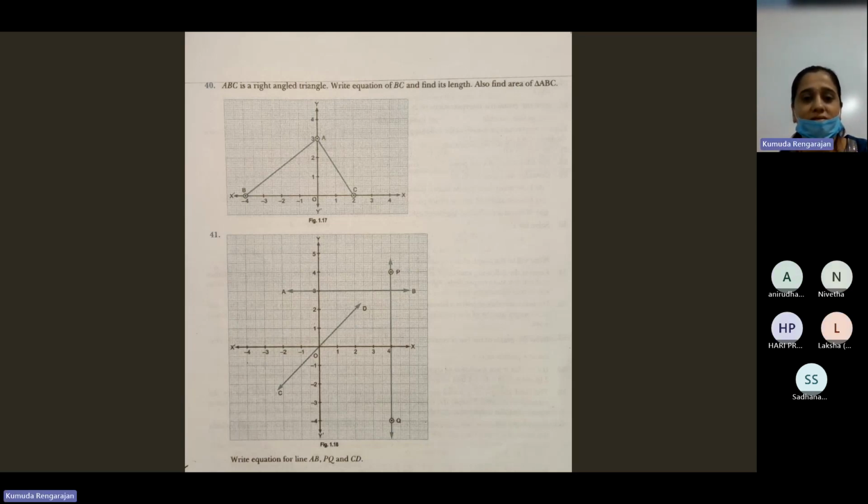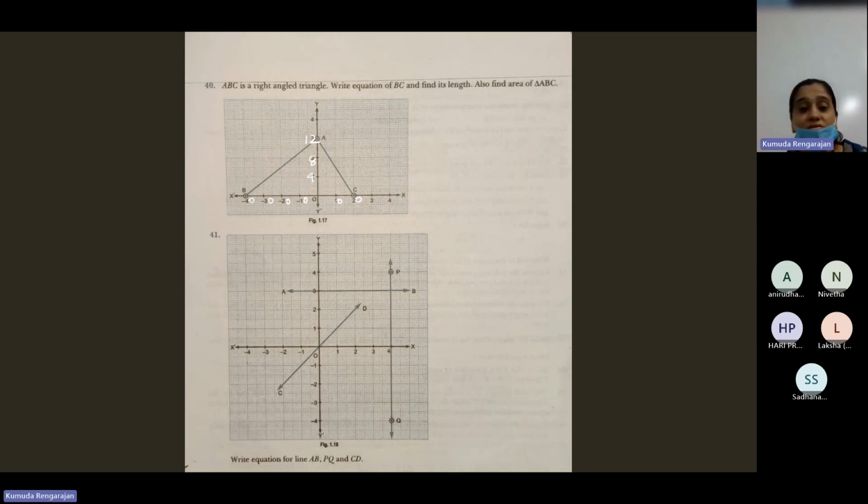Yeah, children. What was I telling? Supposing the points are marked like this, you know. Now what is the length of BC? What's the length of BC? 6 units?